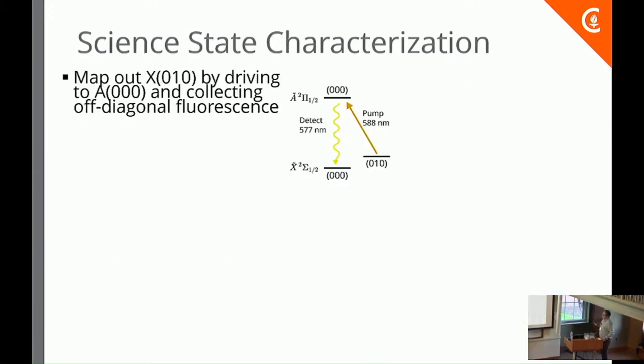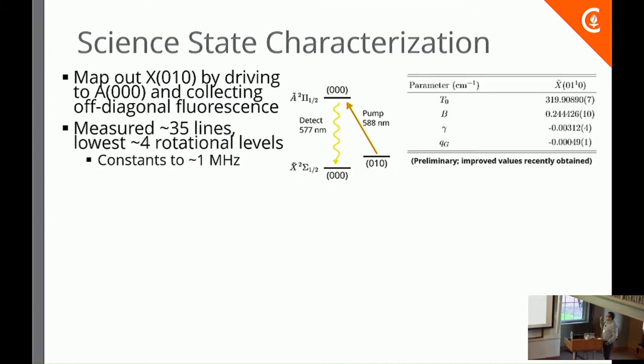We also have been looking at this science state, this metastable bending mode where we would do the measurement. We studied it by driving an off-diagonal transition to the non-vibrating excited electronic state and then collecting the fluorescence. We measured about 35 lines in the lowest 4 or so rotational levels, so we can get all the constants to about 1 megahertz in this state.